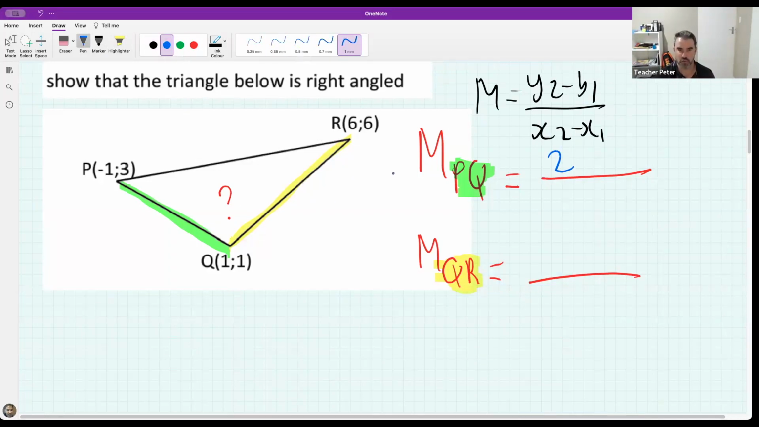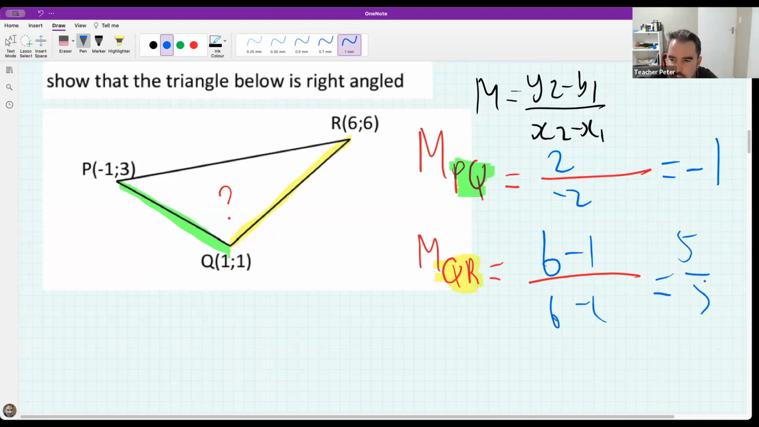3 minus 1 would be 2. Minus 1 is -2. So I get the gradient of -1 for PQ. What about QR? What do you get for QR? Okay, so that is good news. 6 minus 1 over 6 minus 1 is 1.